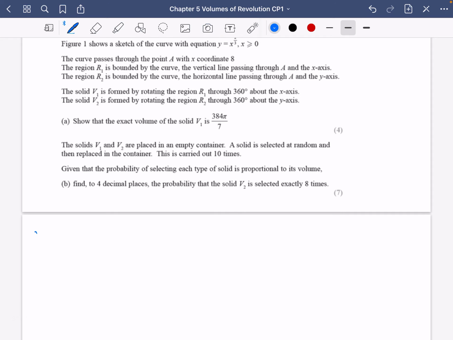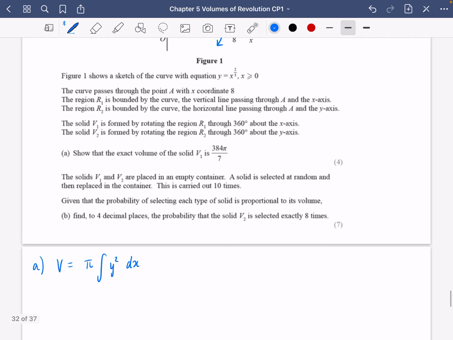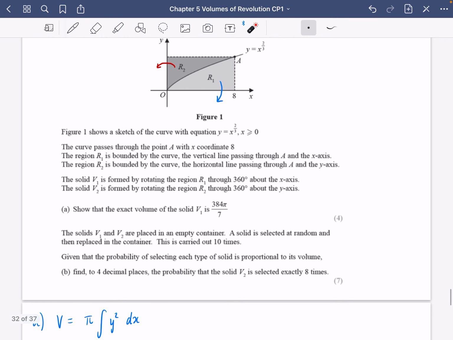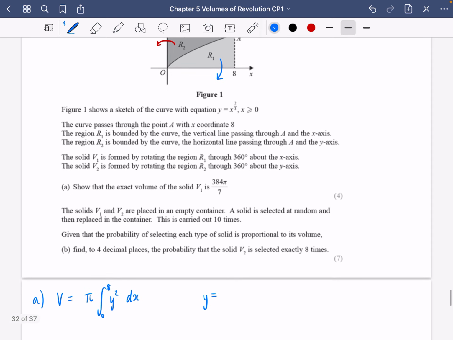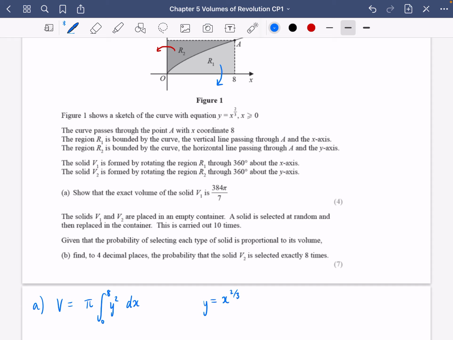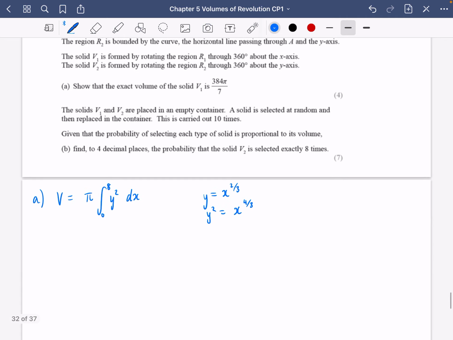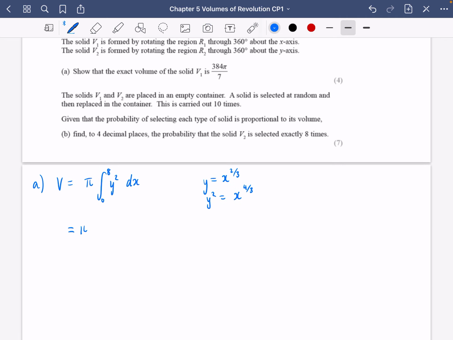So for part A of the question, we know that the volume is going to be, because it's going about the x-axis, I'm going to have my dx, and it's going to be y squared, and it's going to be between 0 and 8. You can spot here that it's between 0 and 8. We know that y is equal to x to the 2/3. So it's pretty straightforward to see that y squared is going to be x to the 4/3. So what we need to do for part A of the question is just say we're going to integrate pi multiplied by the integral of x to the power of 4 over 3 dx.